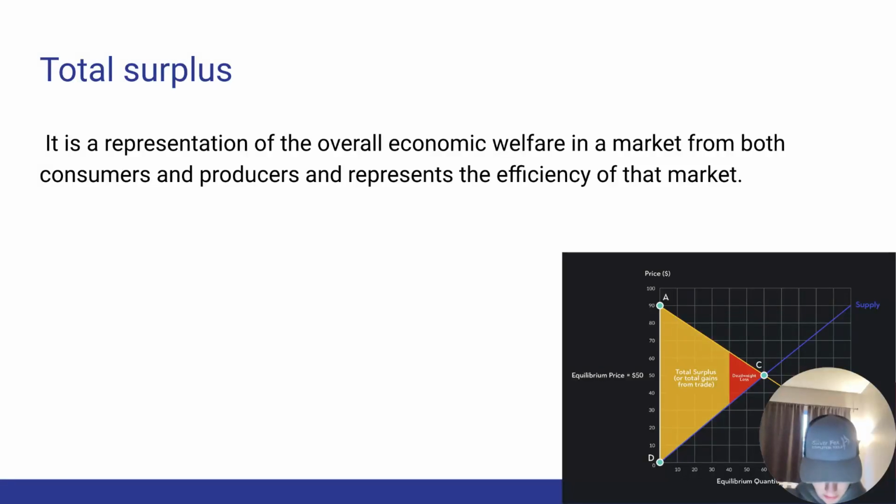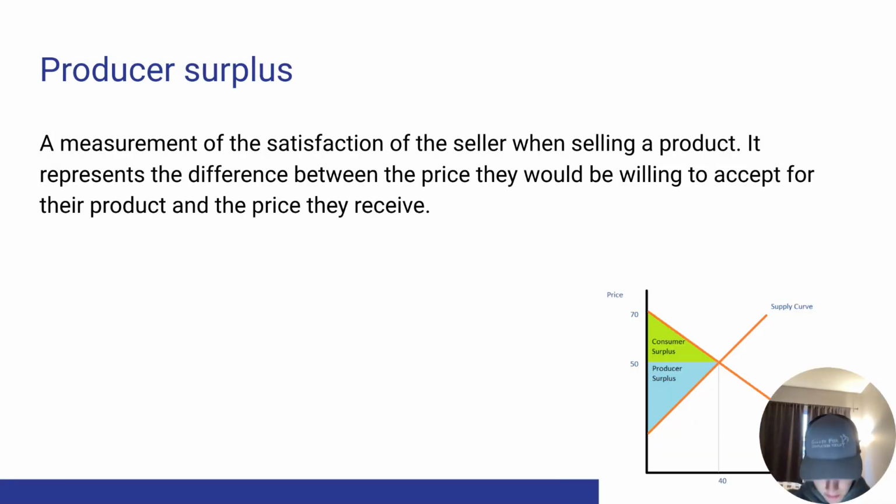Producer surplus, on the other hand, is a measurement of the satisfaction of the seller when selling a product. It represents the difference between the price they would be willing to accept for their product and the price they receive. When they receive a payment that is higher than their willingness to sell, that creates a surplus for the producers.